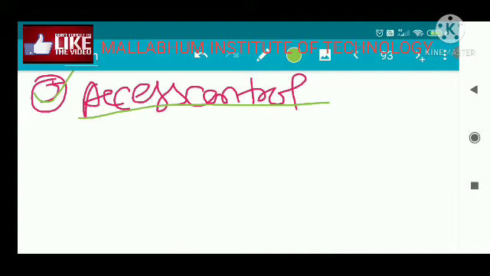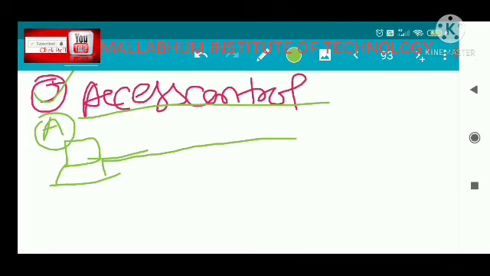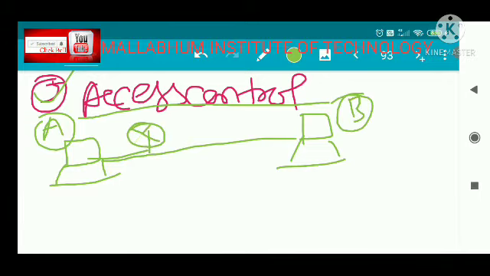Now suppose there is a computer, a node may be a computer. So this is computer A, and there may be an intermediate node between that. If there is a connection, there is another computer here. So this is the sender computer, this is the receiver computer, and between them there are intermediate nodes. This is intermediate node 1, this is intermediate node 2.